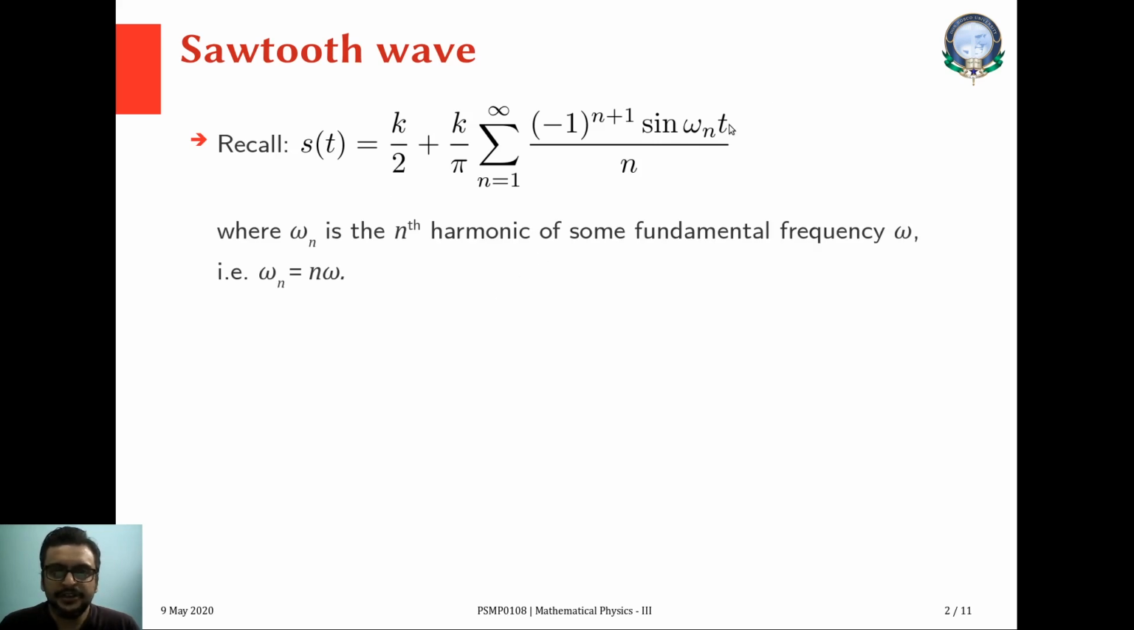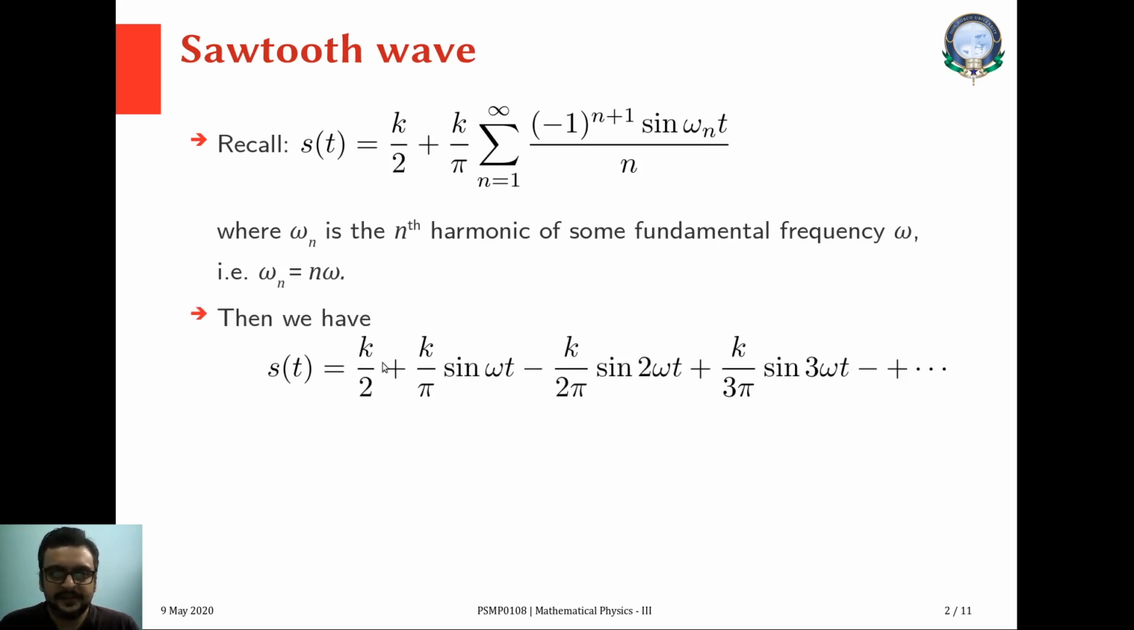Here omega n is the nth harmonic of some fundamental frequency. Let's call that frequency omega. Then omega n will be simply n times omega. Then this s of t can be simply written as this. As you can see, this is the first term. This first term does not have any sine or cosine terms, so you could think of it as a constant term. Constant term means it does not have any frequency. This is a zero frequency term.